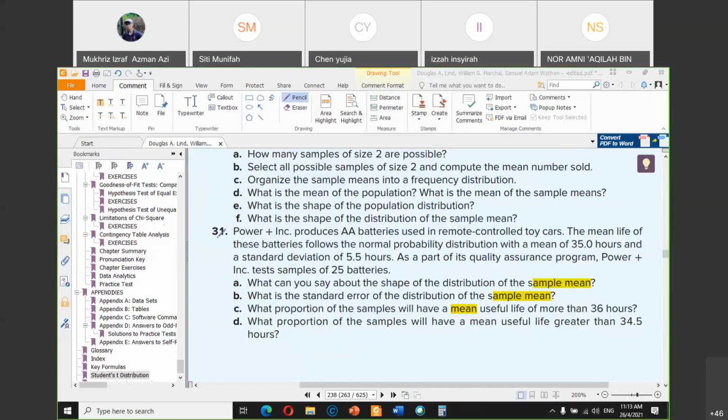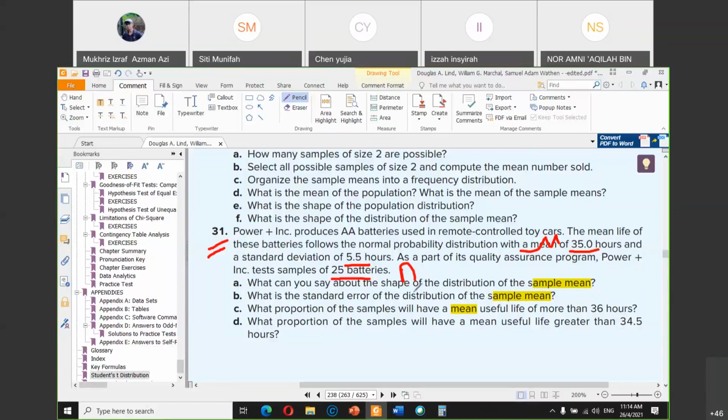For example, question 31 here. You can check the solutions at the back. We don't have time to do this now, but maybe we can do one question here. You can see here the mean, or mu, is 35, the sigma is 5.5, and the sample size n is 25.